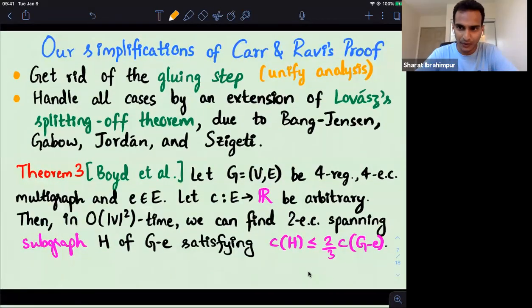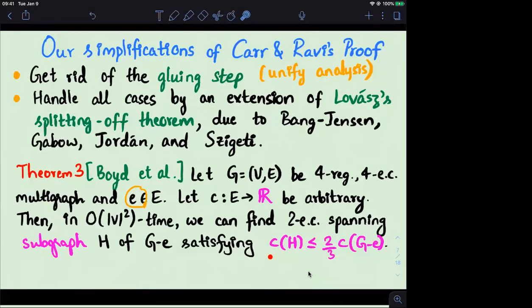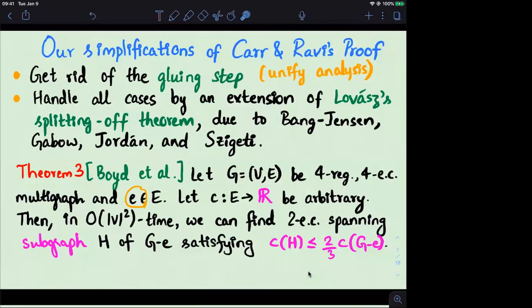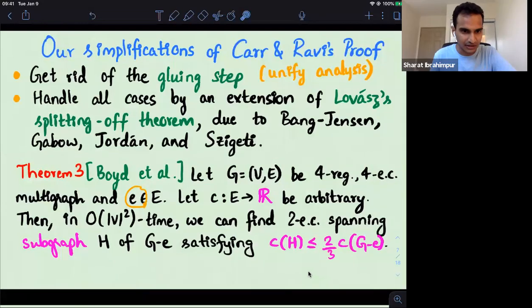Right. So the result that we prove, theorem 3, is the following. Given a regular 4-edge connected multigraph G, a designated edge e, and an arbitrary cost function c. Observe that the cost can be anything, they can be negative as well. Then in order n squared time, in quadratic time, we can find a 2-edge connected spanning subgraph H of G minus e that has cost at most 2/3 the cost of G minus e. So essentially what this theorem is saying is that there is a polytime algorithm to obtain a 2-edge connected subgraph which beats the average.